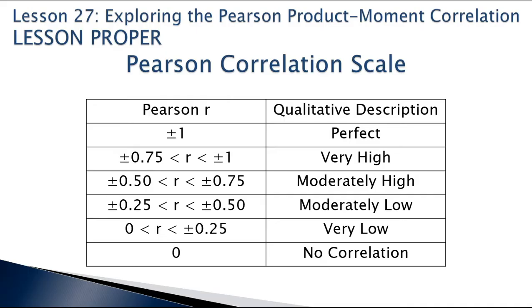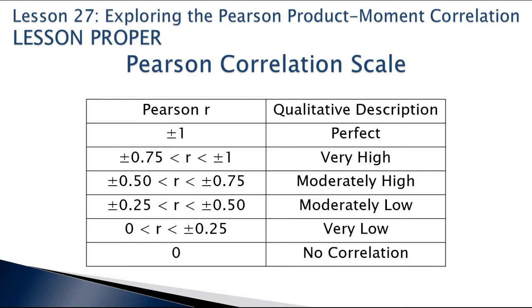If you could recall the strength of our correlation, this is it. This is the strength and direction, the qualitative description. When our Pearson r is equal to positive or negative 1, it means that it is perfect. For 0.75 to 1, it is very high.